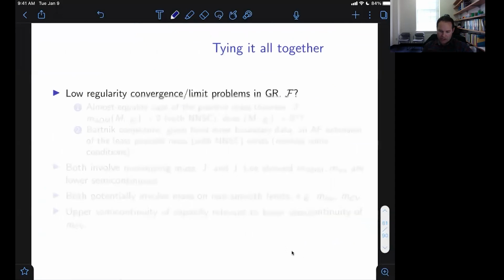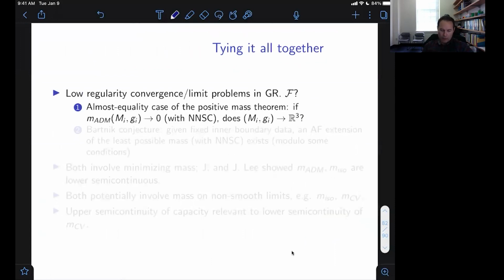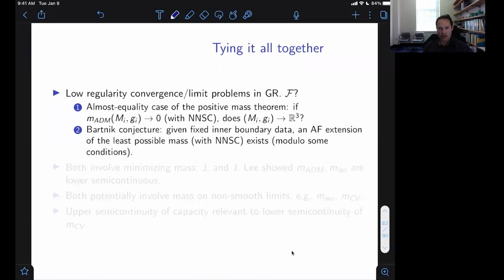Okay. Then just to conclude, just to tie this all together, big picture where the motivation comes from, it's from a couple open problems in general relativity. So one of them is the almost equality case of the positive mass theorem. This is known in a number of cases for intrinsic flat convergence. If you have manifolds whose mass is going to 0, do the spaces have to be converging to Euclidean space in some sense? So that's one well-known open problem. Another one is the Bartnik conjecture, where you're trying to minimize the mass outside of some fixed set.